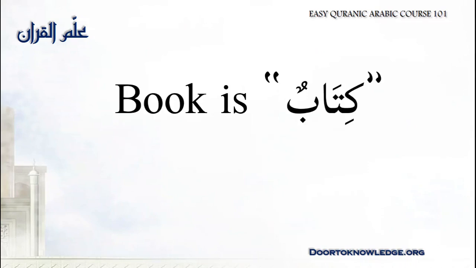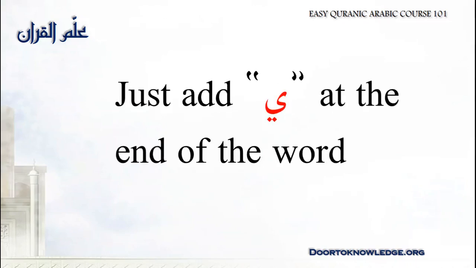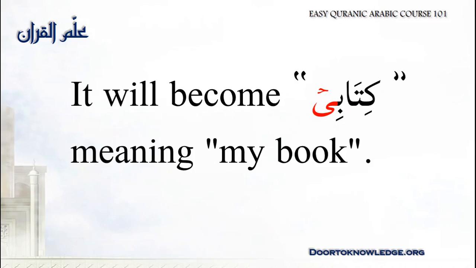Book is kitabun. Just add ya at the end of the word. It will become kitabi, meaning my book. Kitabun, a book. Kitabi, my book. And one more thing to remember, whenever the ya comes, which indicates my, there will be a kasra before it. So kitabi. Kitabun, a book. Kitabi, my book.